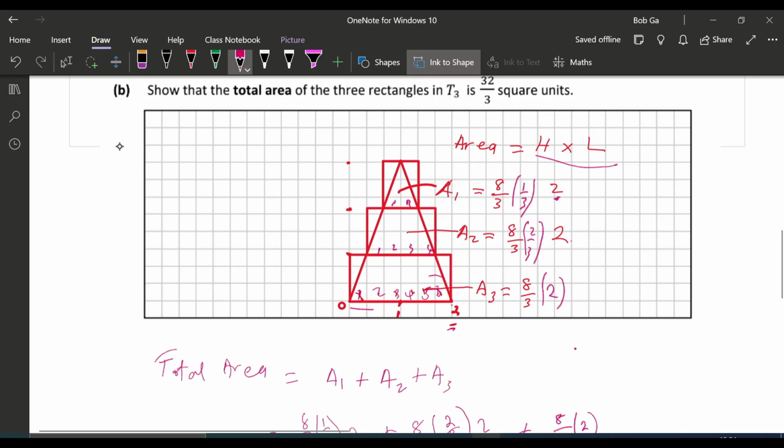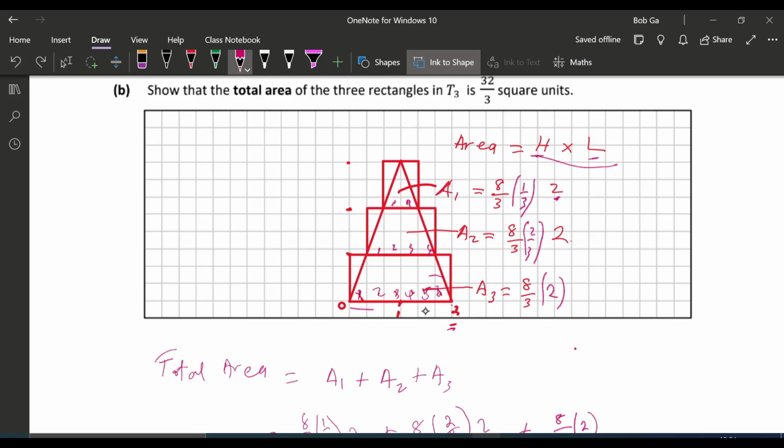So that's what we know, because to get the area of each rectangle, we must multiply the height times the length. And each of these rectangles has 8/3 as the height. Now, what are the different lengths of these rectangles? So you see, to get the length, the first rectangle, the base one, A3, the last one, the biggest one there, has the same length as the base of the triangle, which is 2. That's what we have here.